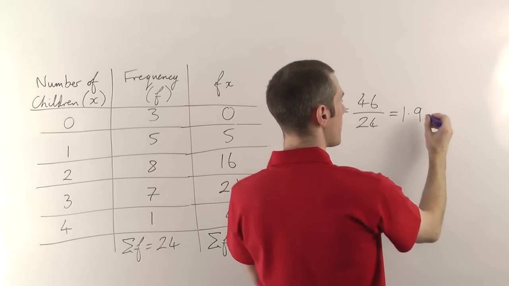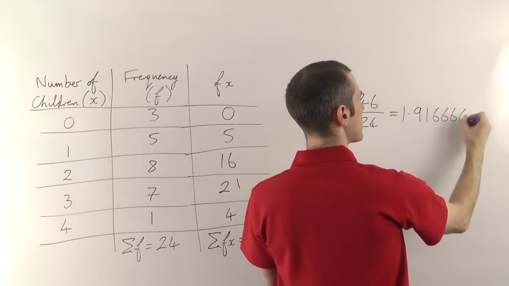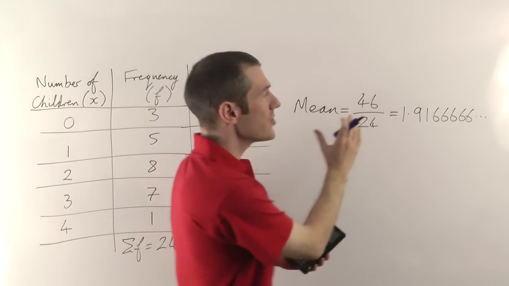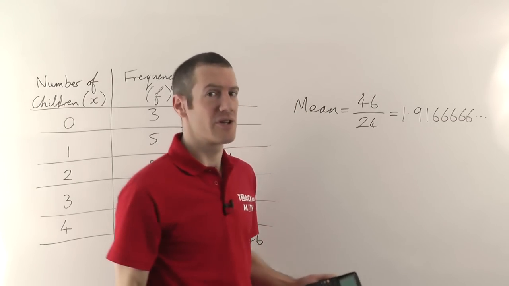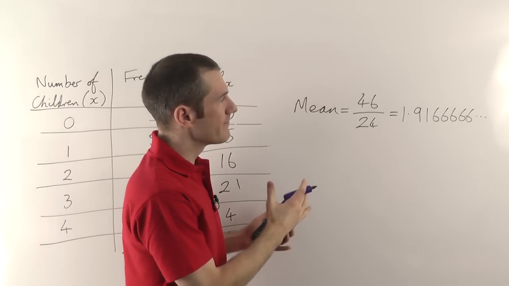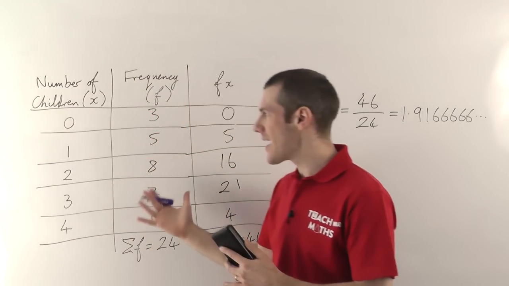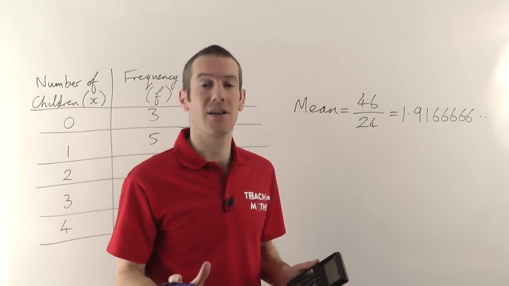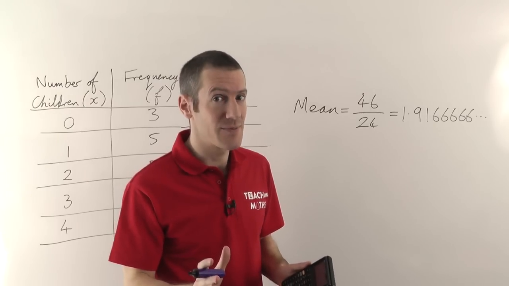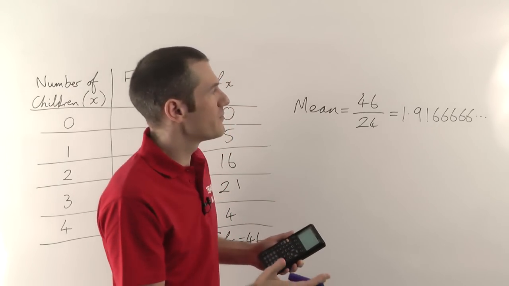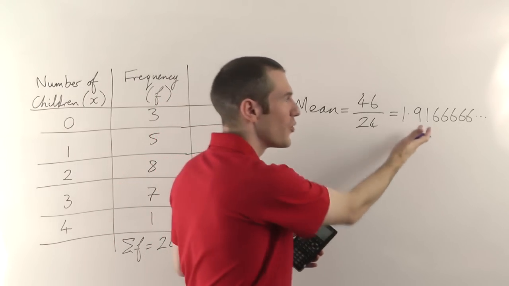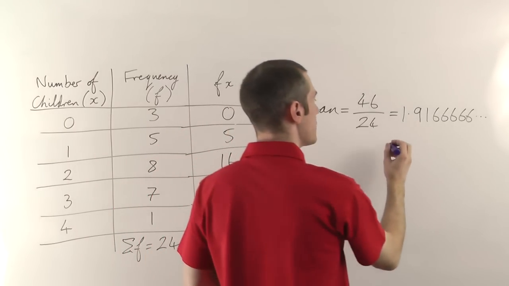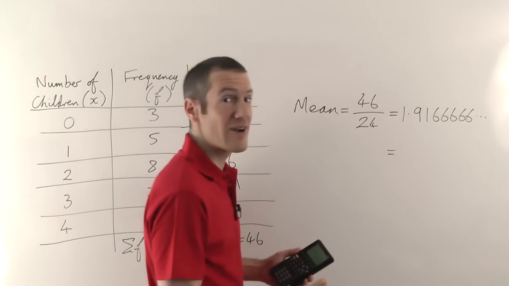So I've got 1.916666, etc. Lots of sixes. Now you do need to round this. You shouldn't just write down all the numbers on your calculator. Typically, if it doesn't tell you how many decimal places to use, then I would go with one or two. It doesn't really matter as long as you round correctly. That's the important thing. So I'd rather be safe than sorry, so I tend to put more decimal places rather than less, so I'm going to go with two decimal places. But as I say, it doesn't matter too much as long as you round correctly.